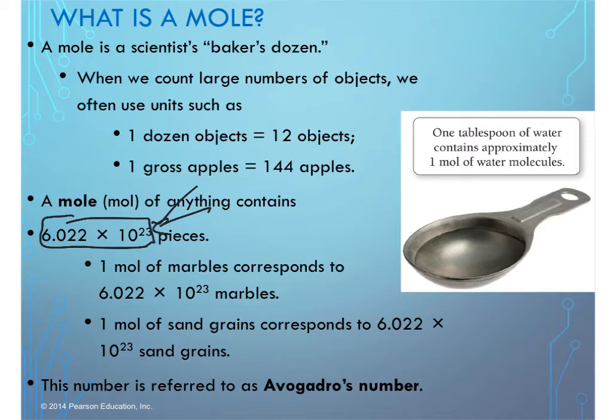To give you an idea of how tiny atoms and molecules are, if you had a mole of marbles, that would be enough to cover the entire Earth and extend up into space a ways. So it gives you an idea how small molecules and atoms are. But mole is a counting number, just like dozen is a counting number. You can count how many of something theoretically in a mole.